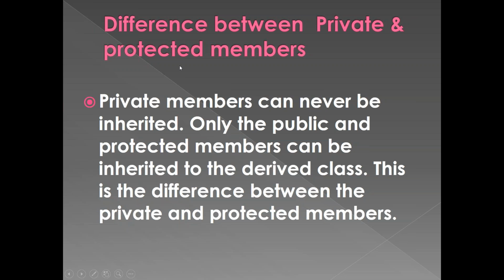The difference between private and protected members. Protected members are nothing but public members. Private members can never be inherited. Based on this I am writing a program right now. Only the public and protected members can be inherited. By default, inherited methods and variables are public and protected members.